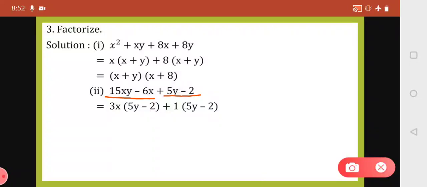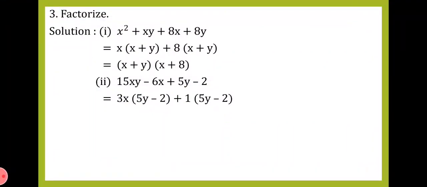Again, we can see that now this 5y minus 2 is common in both the terms. So we will take out 5y minus 2 into 3x plus 1. So we will get the expression as the product of 5y minus 2 into 3x plus 1.